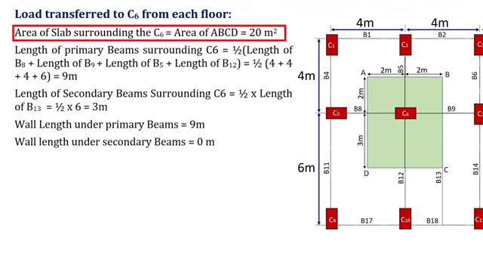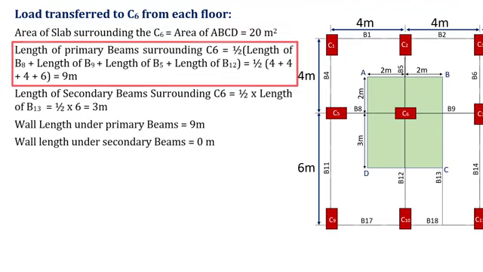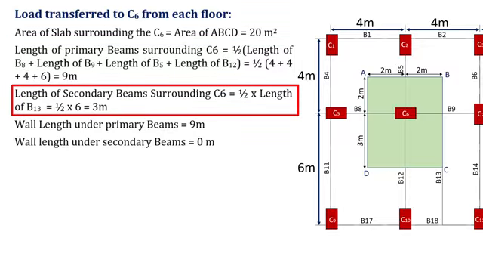Area of slabs surrounding the column 6 would be equal to 20 meters square. Total length of primary beams surrounding column 6 would be equal to 1 by 2 times length of B8 plus length of B9 plus length of B5 plus length of B12, and the total will be 9 meter. Total length of secondary beams surrounding column 6 would be equal to 1 by 2 times length of B13, which will be equal to 3 meter.